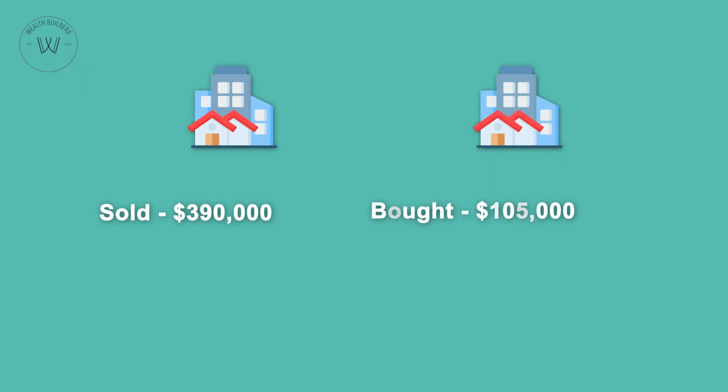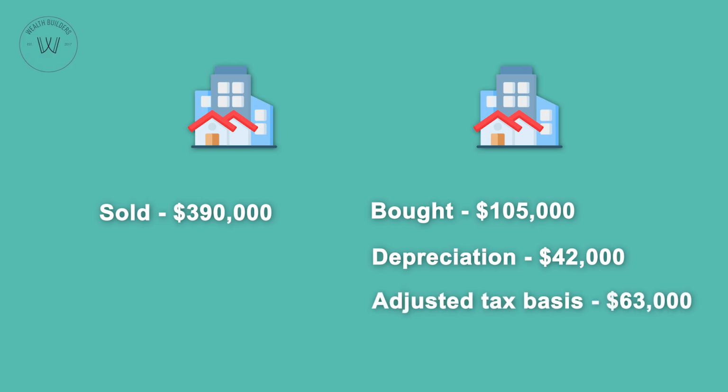So let's run through an example. Let's say you sold a property for $390,000. And let's say you originally bought the property for $105,000. And let's say after 11 years, you've depreciated roughly $42,000 on that property. So your adjusted tax basis is $63,000.